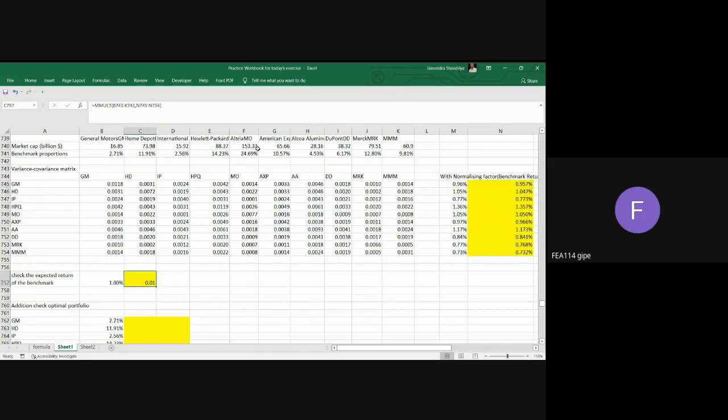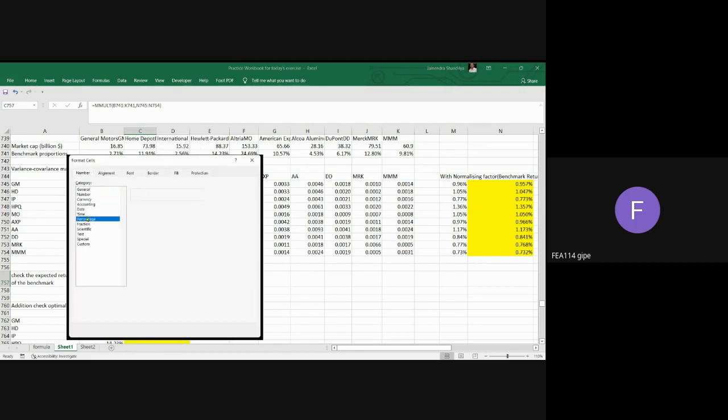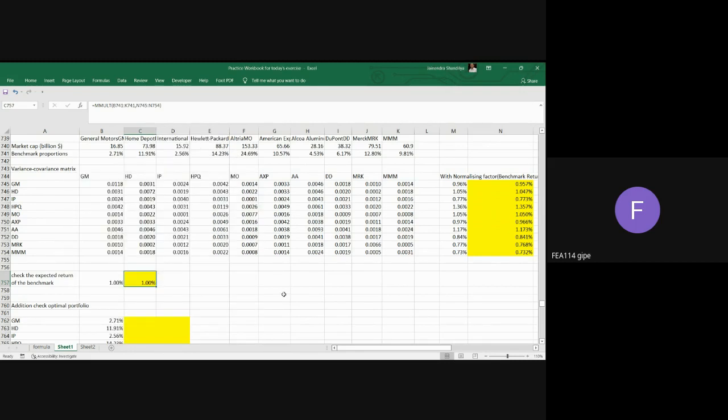I've just multiplied this one with the proportion and the return. The proportion of General Motors is 2.71 and its return 0.97. So they get multiplied and it's summed over here. So this is how it is done. Because this is in fraction, if I keep it as percentage, it will be just 1%. So this is exactly what the textbook answer is.